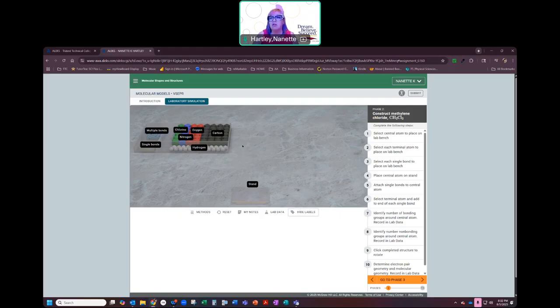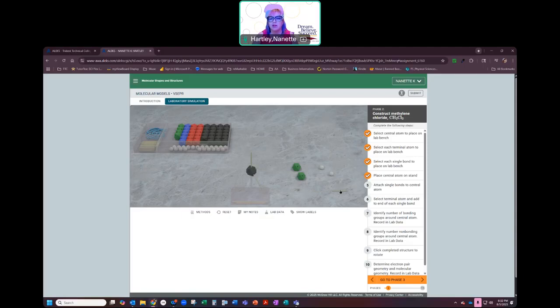So I can show the labels. So I need a carbon. I need 2 hydrogens. And I need 2 chlorines. So if you forget what things are, you can remember to do that. And then I need single bonds. 1, 2, 3, 4 to do that. I place a central atom on the stand. That's this one. I do single bonds.